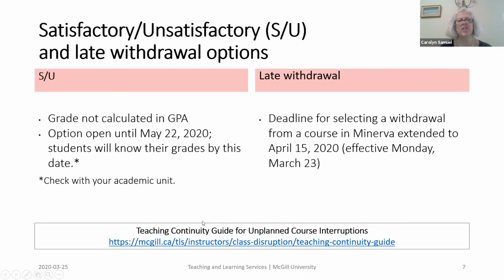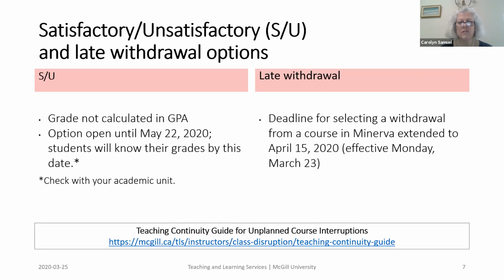So we have some information here about the satisfactory, unsatisfactory option and late withdrawals. Students typically are allowed to select the SU option until the end of the add drop period. This has been changed in light of these extraordinary circumstances, and students can now choose this option until May 22nd. That means students will have their final grades before they make this decision. This is important. It gives students some flexibility, and that's a good thing given the challenging times.